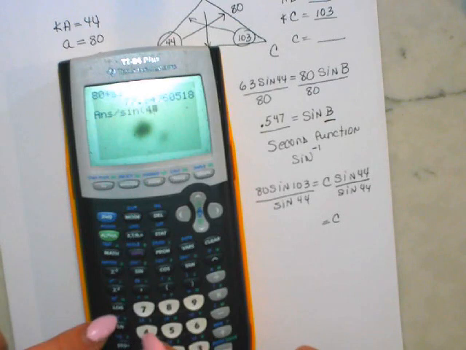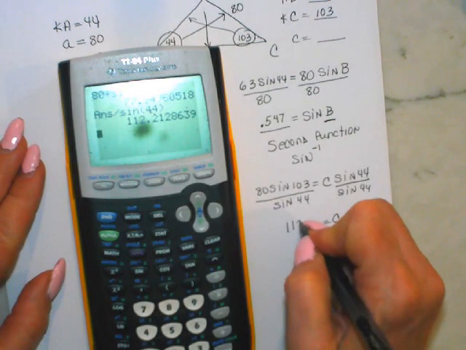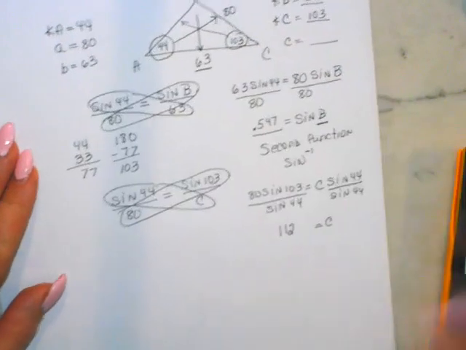I multiplied, and I'm going to divide that by the sine of 44. And little c is 112.